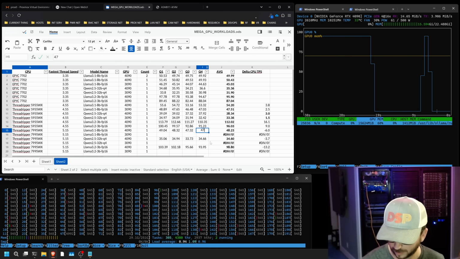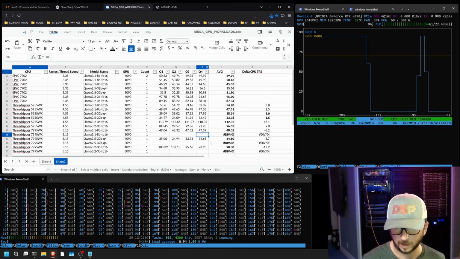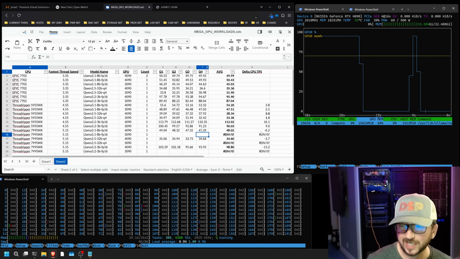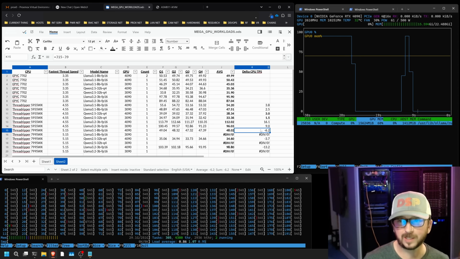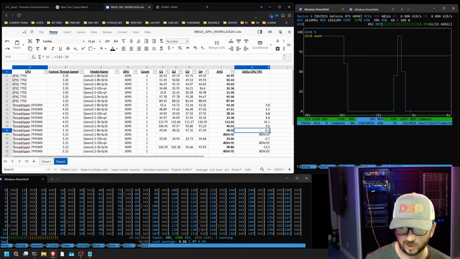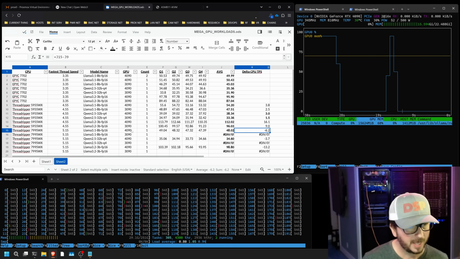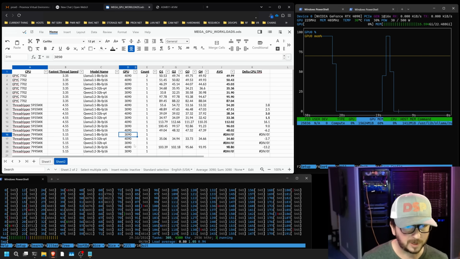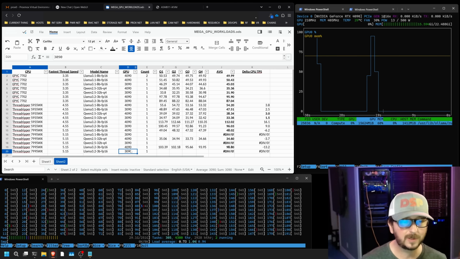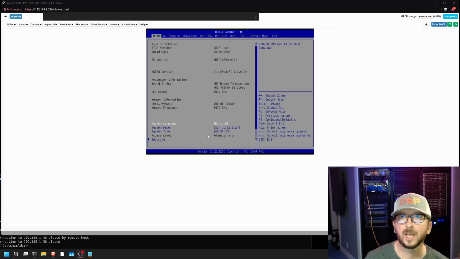Forty-seven point three nine tokens per second. So we are at negative 6.2 delta tokens per second. This is just pretty shocking. Just going to shake it off. We're going to toss in the 3090 and give it a shot here and see what kind of performance we can get with that. And like I said, mystery is abound.